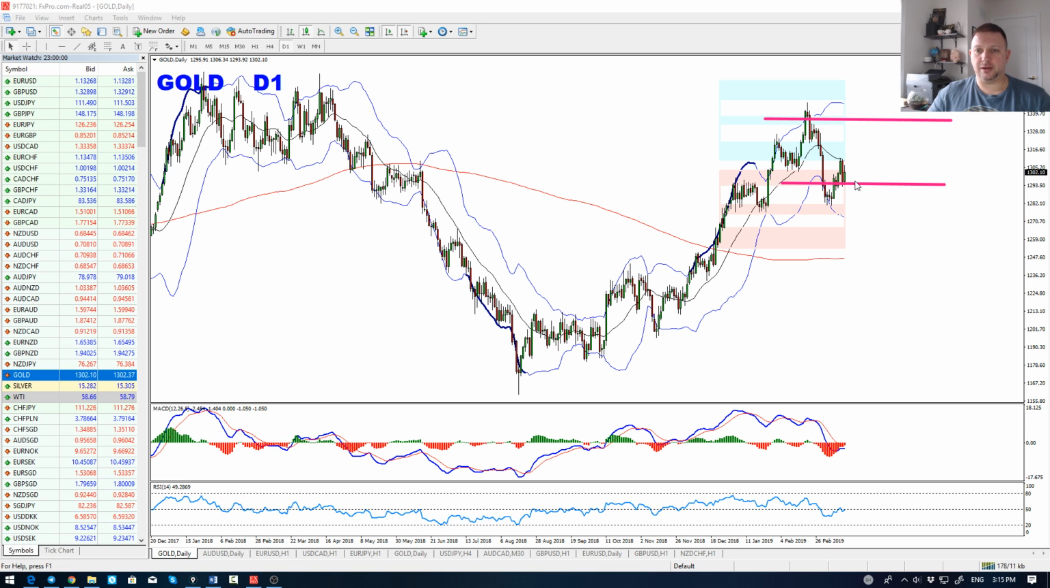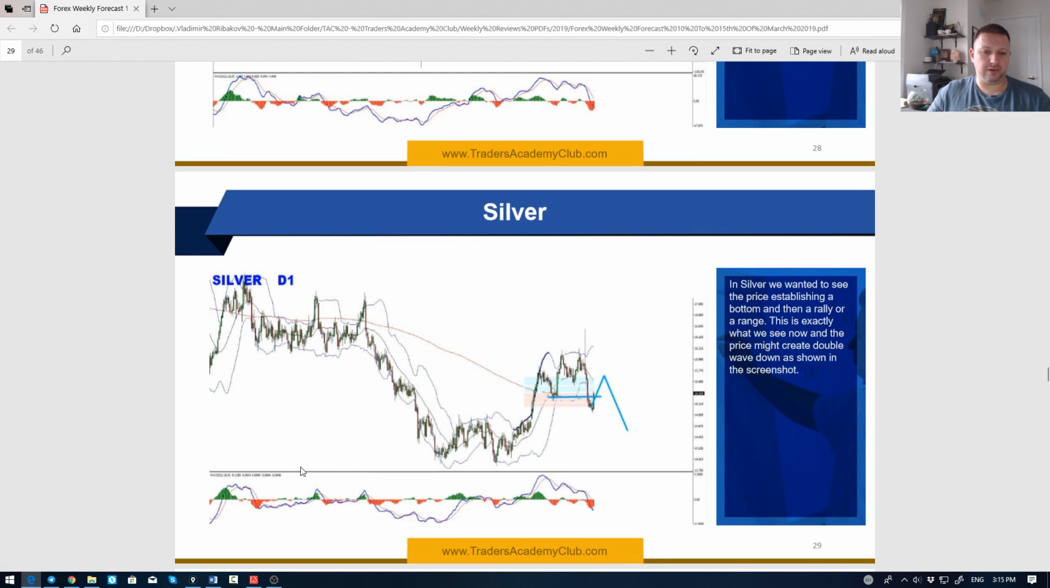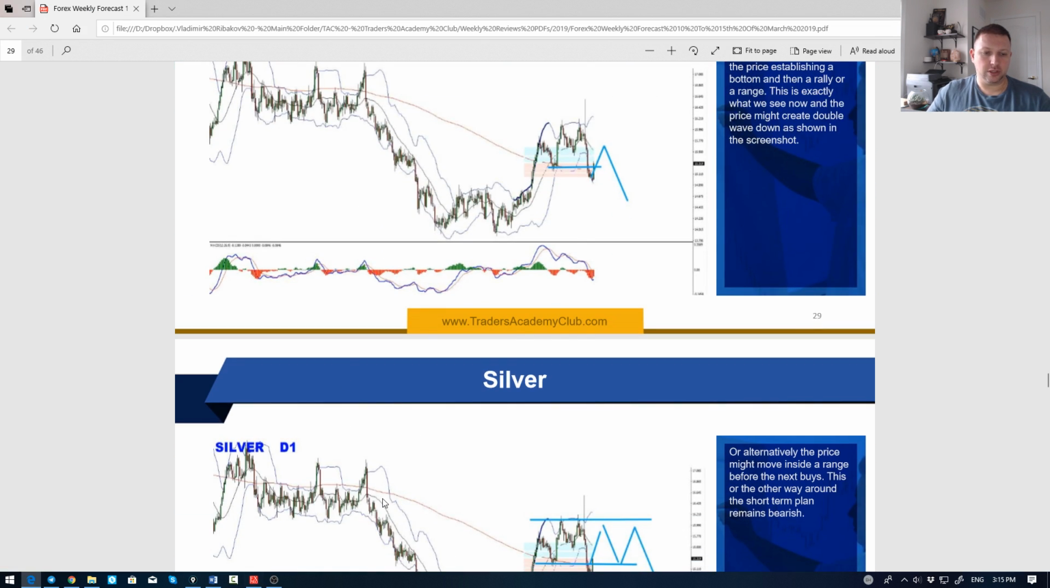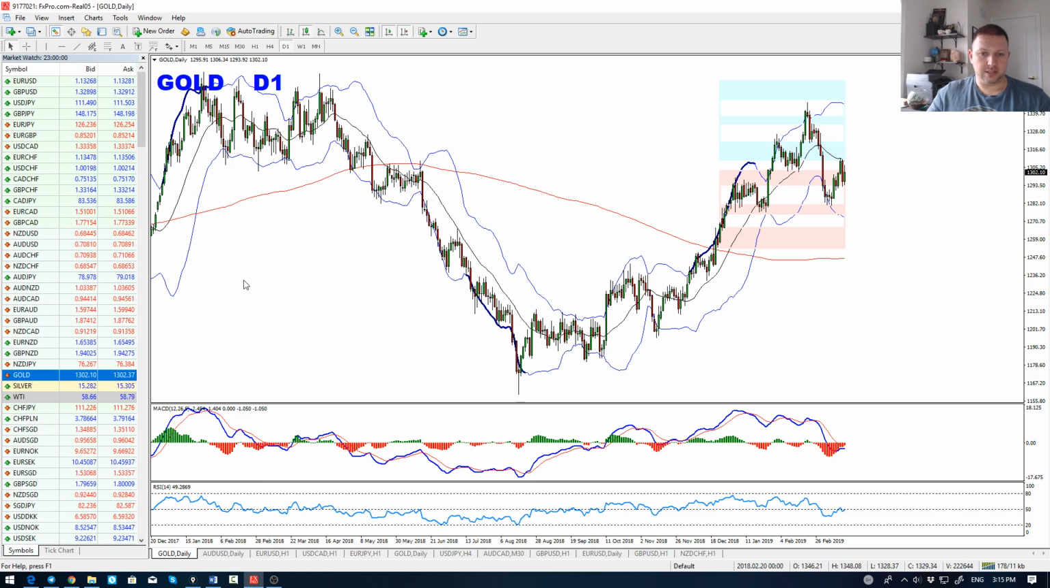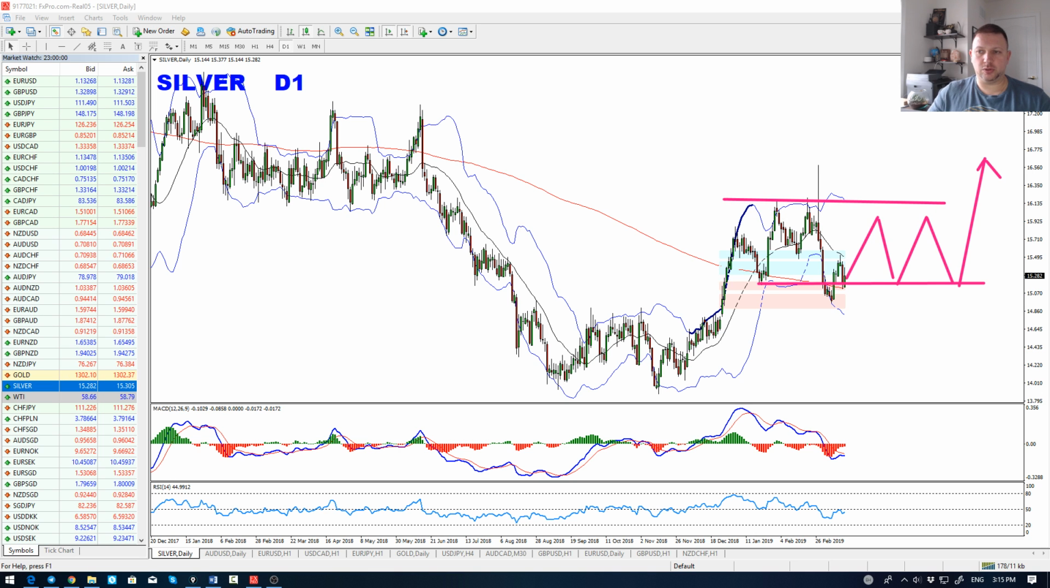For the longer term, we would be looking for this correction to finish, and then basically buys to continue. Exactly the same we have for silver, two waves or a range. Both scenarios are pretty much the same. Let me just find some here. This is the silver. So again, we either have 1, 2, or we are dancing inside the range. Both scenarios would be acceptable. Short term sell rallies could be good.